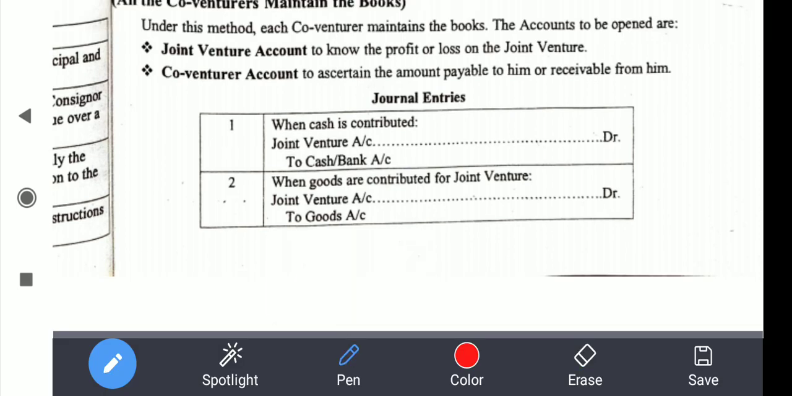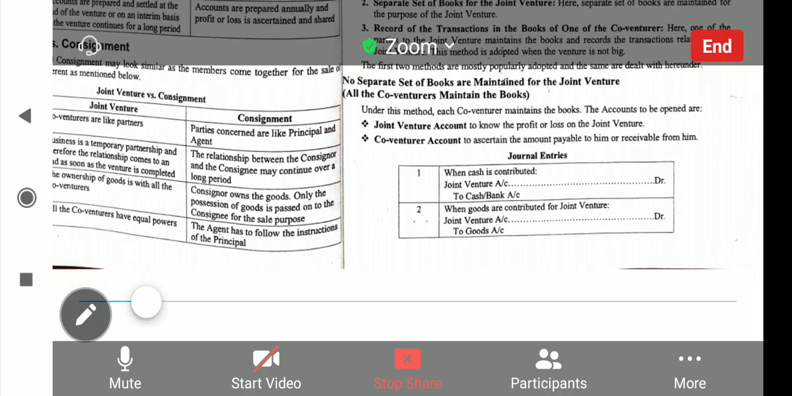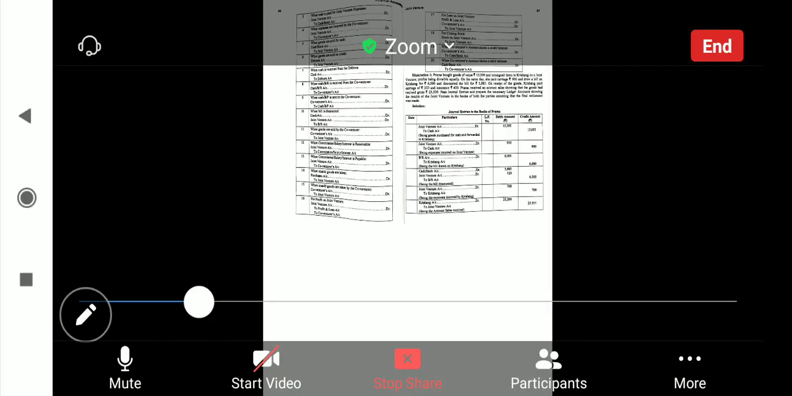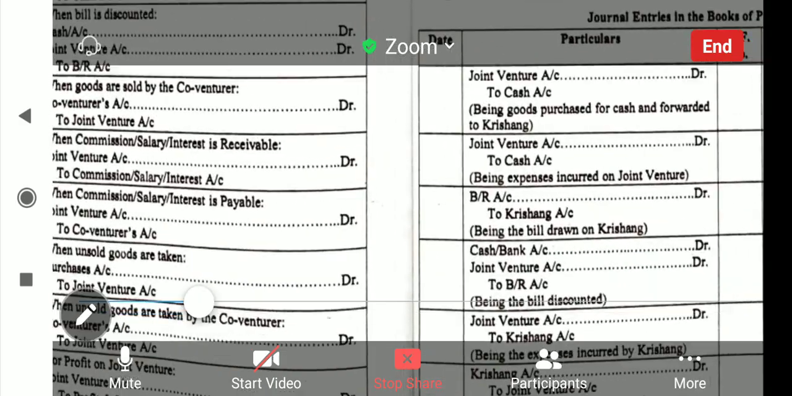So first, when cash is contributed, what is the general entry? Cash contributed: joint venture account debtor to cash or bank account. When goods are contributed, joint venture account debtor to goods account. Okay, cash or goods, both aspects are over.